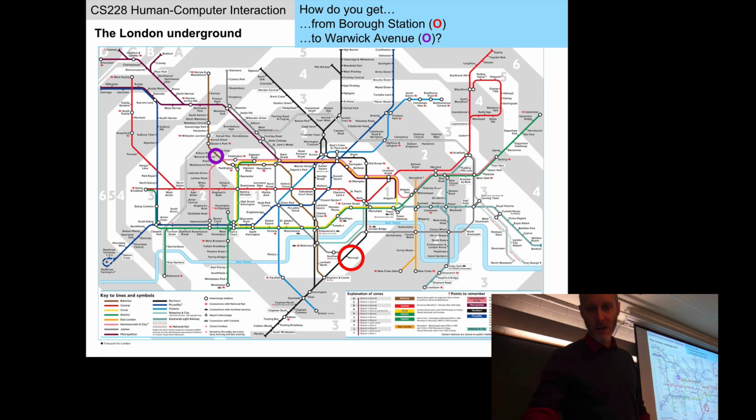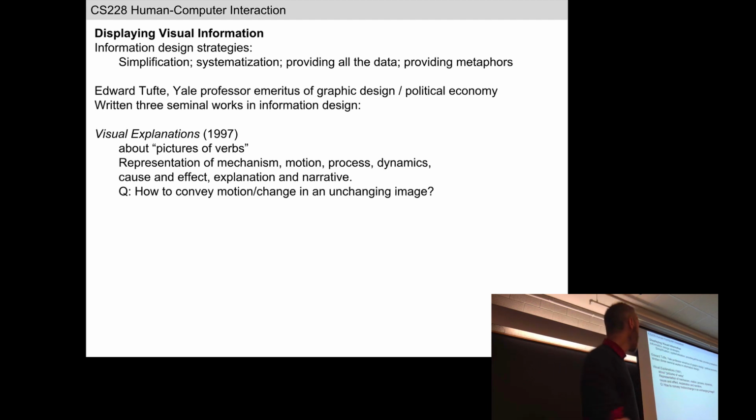Okay, let's move on to Tufte's third book, which was Pictures of Verbs. So now we're going to try and represent things that change over time. And again, we could represent them with a video, but let's try and do this with a static image, so that if there are relationships between variables in something that changes over time, we might be able to see them and remember them. Okay. How do we go about conveying motion and change in an unchanging image? Before we look at a few examples, what are some general ideas about that?